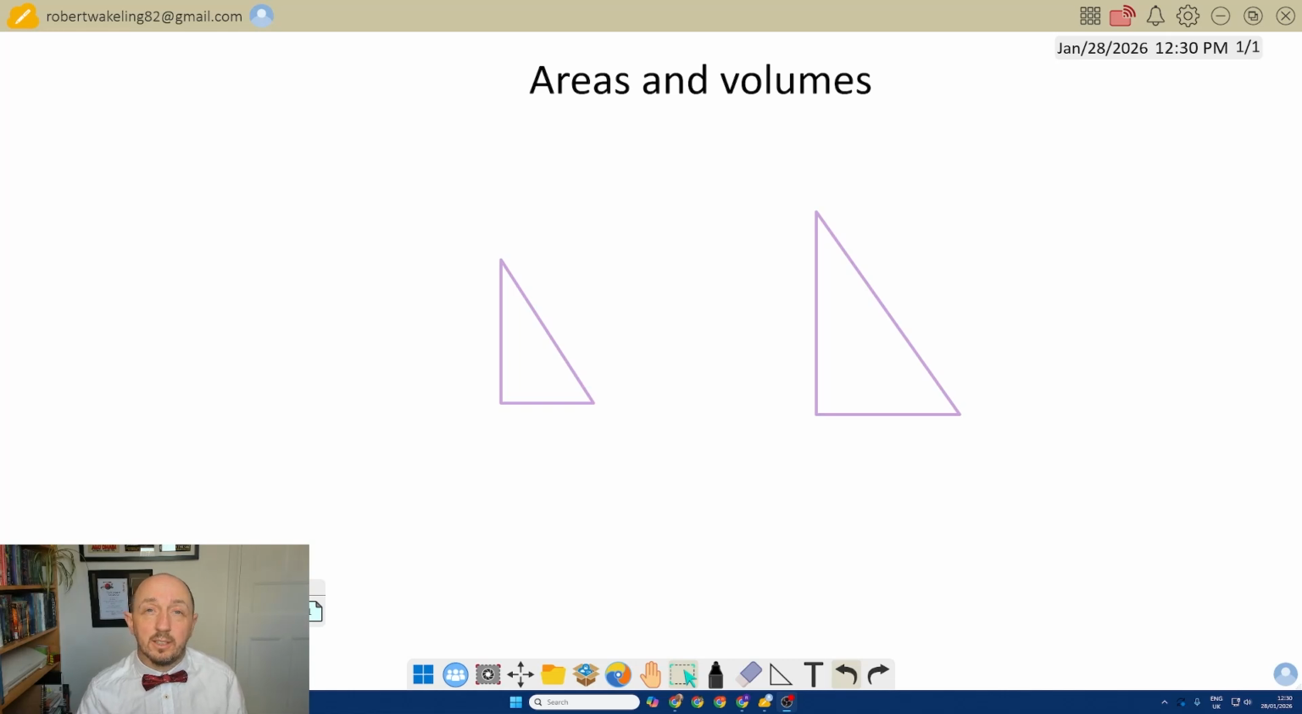In this video, we're going to look at the areas and volumes topic and how increasing the size of a shape like this will affect the area and the volume. So if we have something like a 3, 4, 5 triangle like this, and we double the size of everything to say 6, 8, and 10. So this is a scale factor times 2.